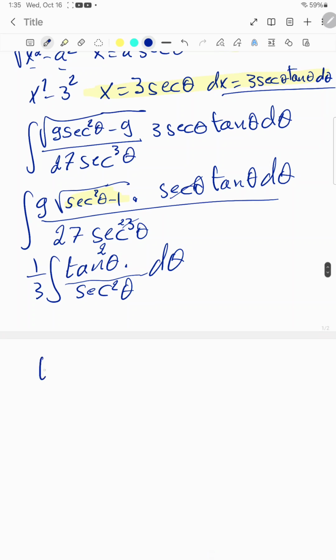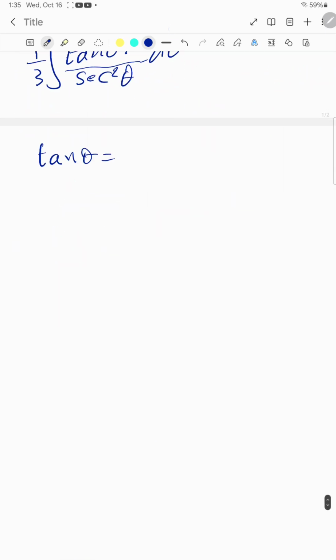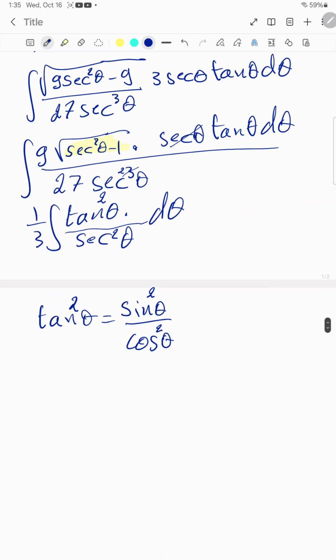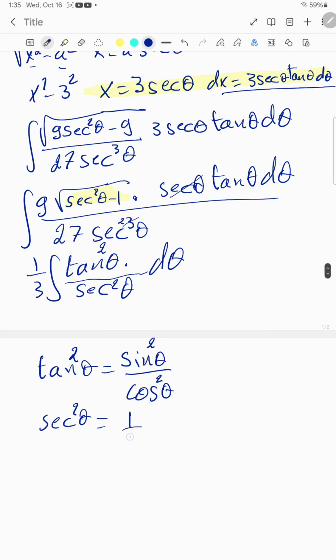Now I know that tan of theta equals sine of theta divided by cosine of theta. So tan squared, I would have sine squared of theta divided by cosine squared of theta. And in the denominator, I have sec to the power of 2 of theta, and I know sec is 1 over cosine. Let's keep it that way.